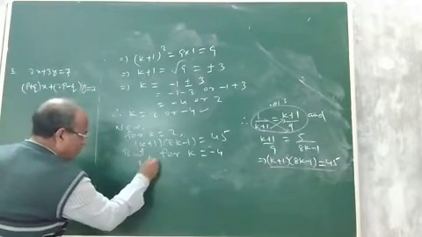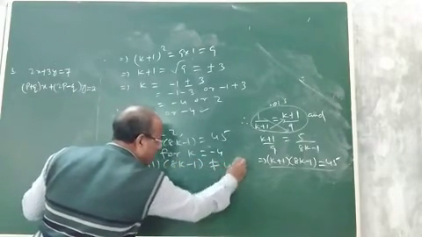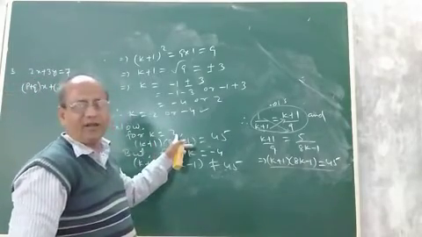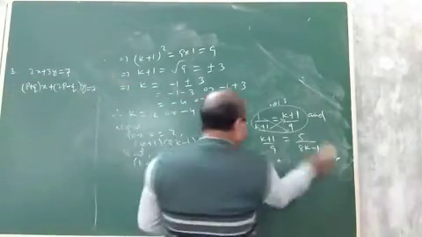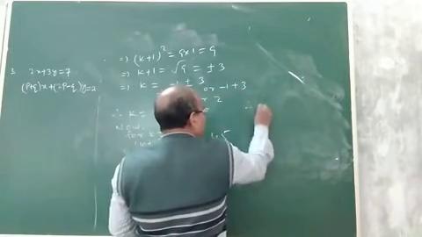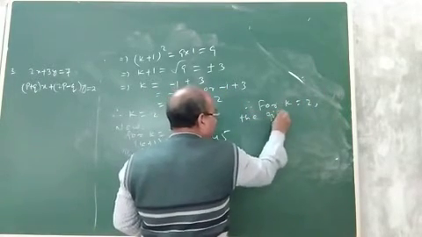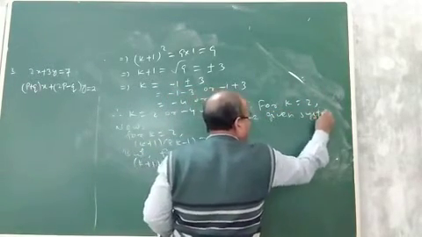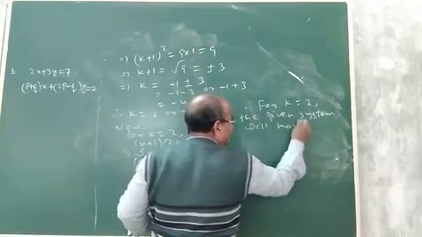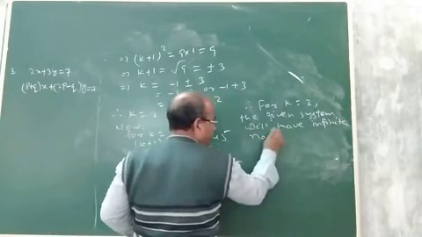That means k plus 1 into 8k minus 1 is not equal to 45. So then which is the final answer? The final answer is definitely k equal to 2. Therefore, for k equal to 2, the given system, what I have given in the question, will have infinite number of solutions. Okay.